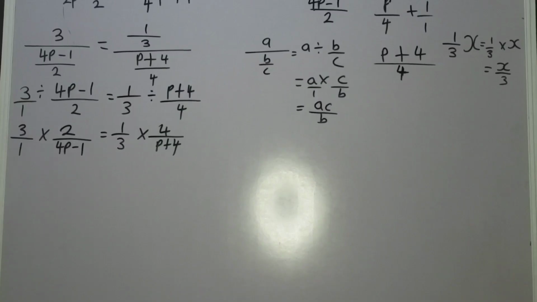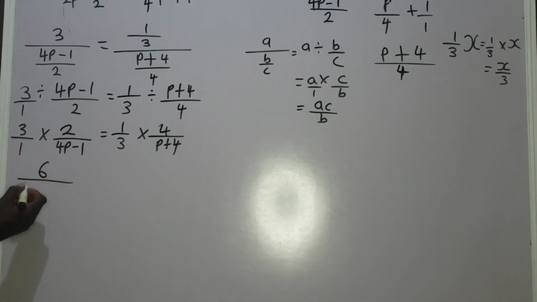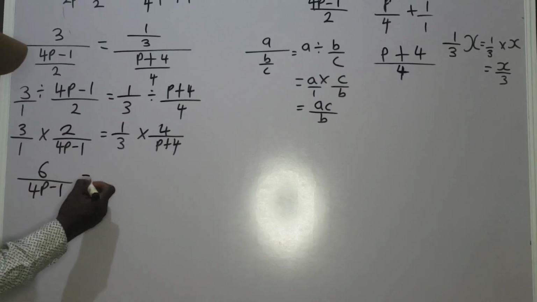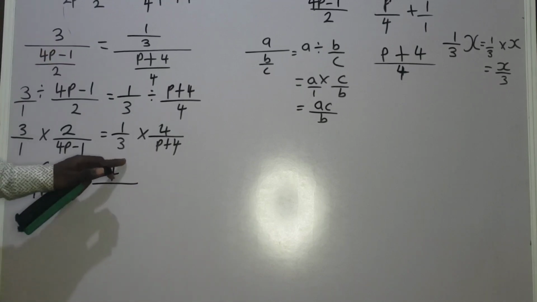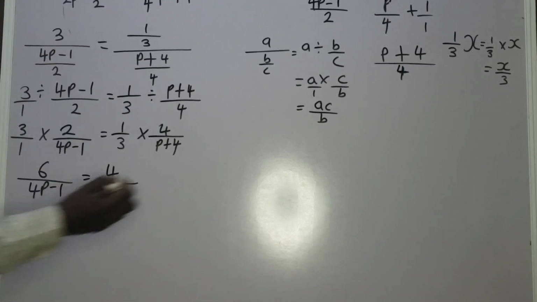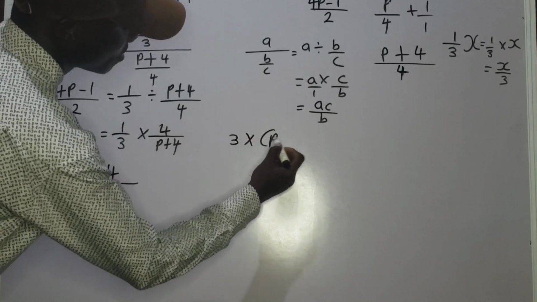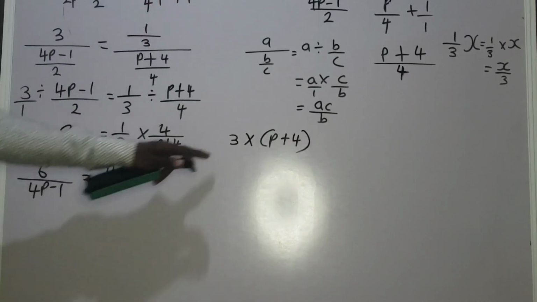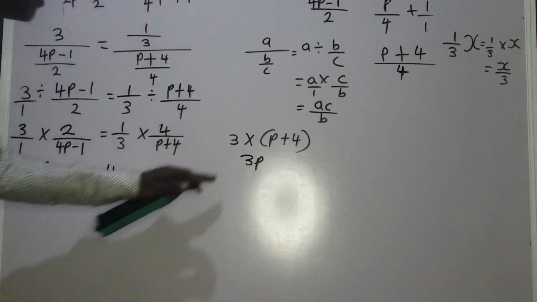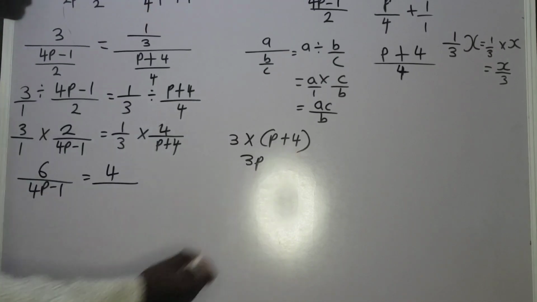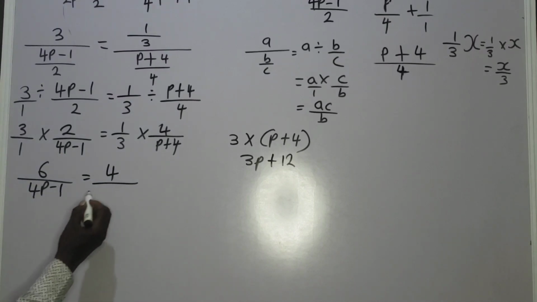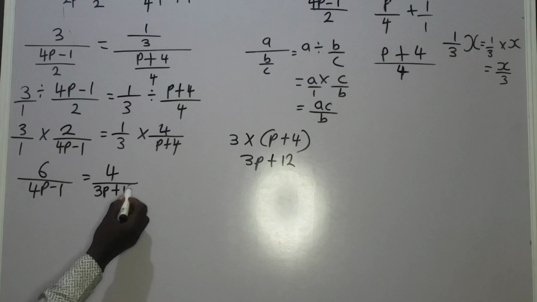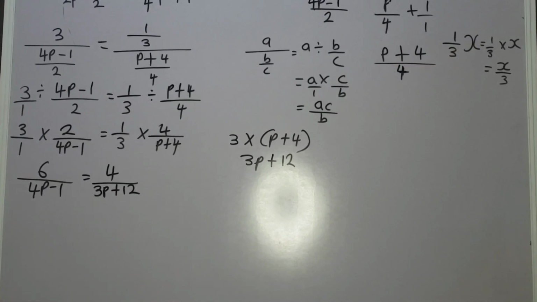Now 3 multiplied by 2, that is 6 all over 1 multiplied by 4p minus 1, that is 4p minus 1, is equal to 1 multiplied by 4, that is 4 all over 3 multiplied by p plus 4. Okay, let's do that here. 3 multiplied by p plus 4. Do you understand? Okay, 3 multiplied by p is 3p. 3 multiplied by positive 4 is positive 12. So 3 times p plus 4 is 3p plus 12. So for this I'm going to have 3p plus 12.